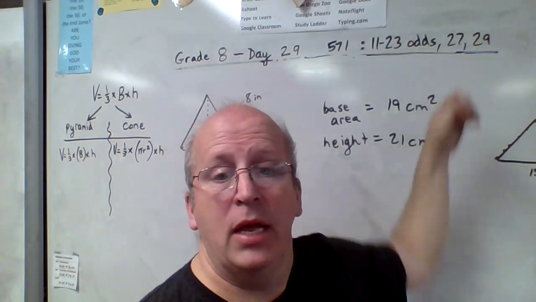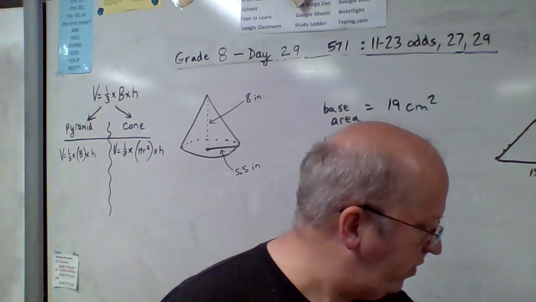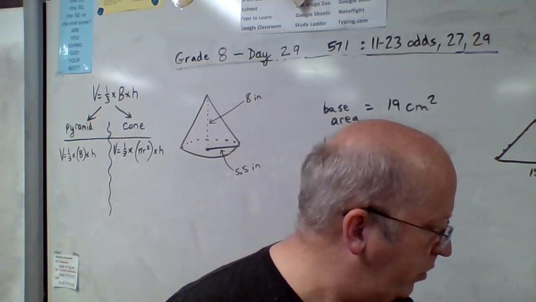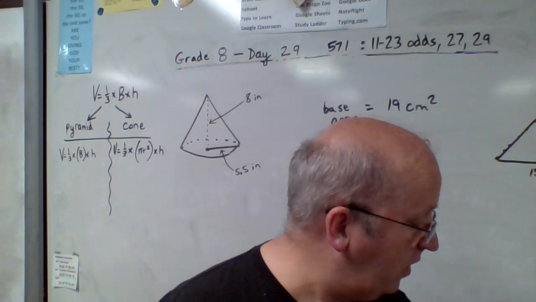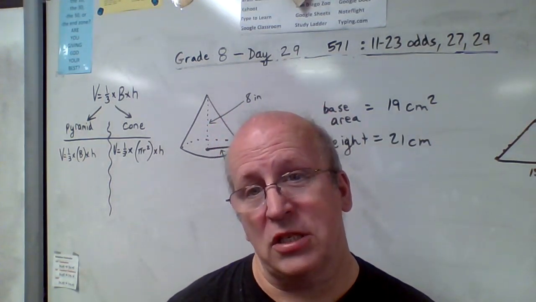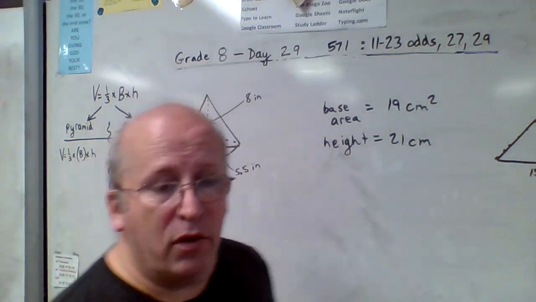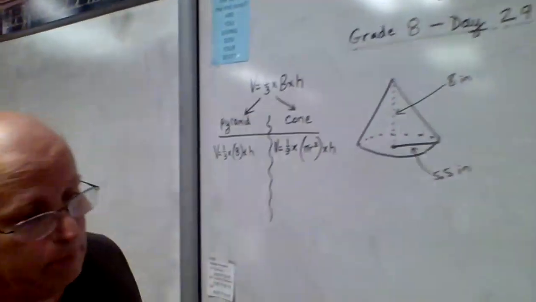There it is, 29. Today's lesson is somewhat similar to a previous lesson that talked about volume of prisms and cylinders, but instead of prisms and cylinders, it's now pyramids and cones. The nice thing is, the formula is very similar.